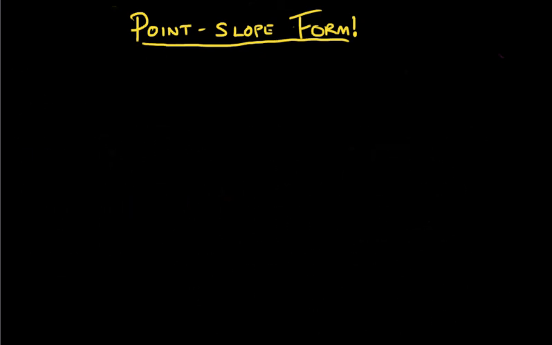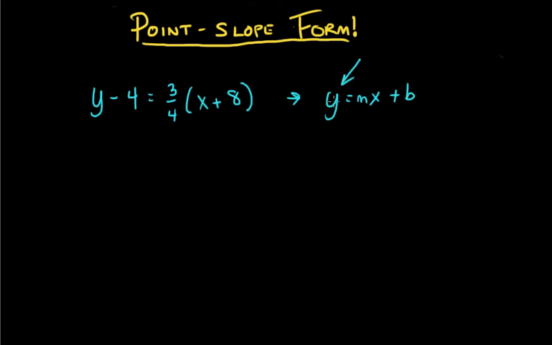All right, so let's say you're given the equation in point-slope form. Let's say you're given y minus 4 is equal to, I'll go with 3/4 as the slope, x plus, I don't know, 8. Let's change this to slope-intercept form. I want y equals mx plus b. Well, you notice y is not by itself, so we need to solve for y.